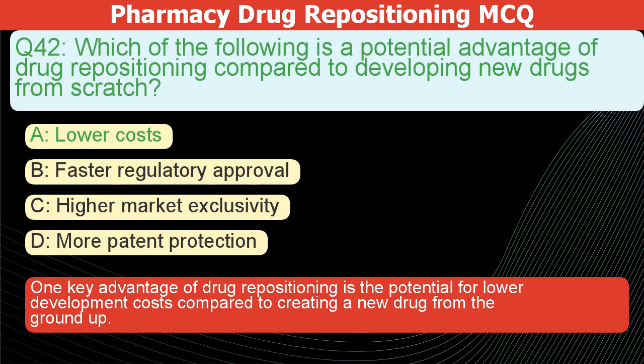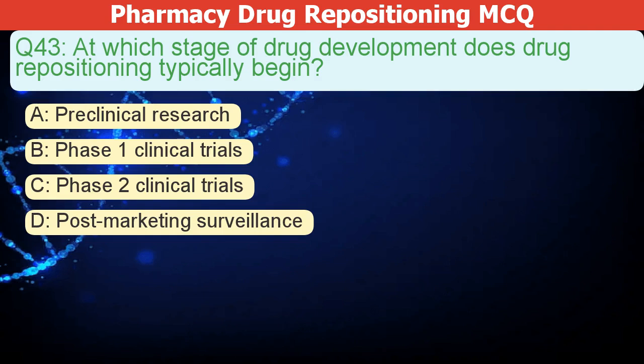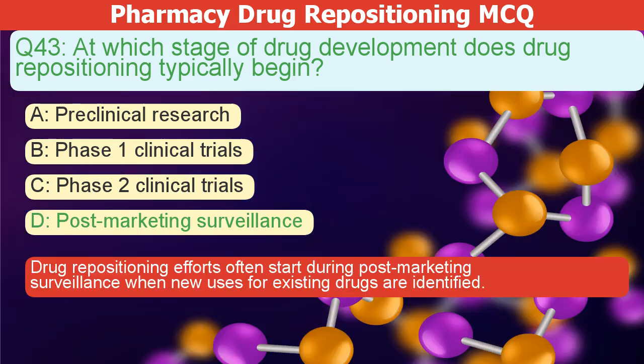the ground up. At which stage of drug development does drug repositioning typically begin? A. Preclinical research. B. Phase 1 clinical trials. C. Phase 2 clinical trials. D. Post-marketing surveillance. The correct answer is D. Drug repositioning efforts often start during post-marketing surveillance when new uses for existing drugs are identified.